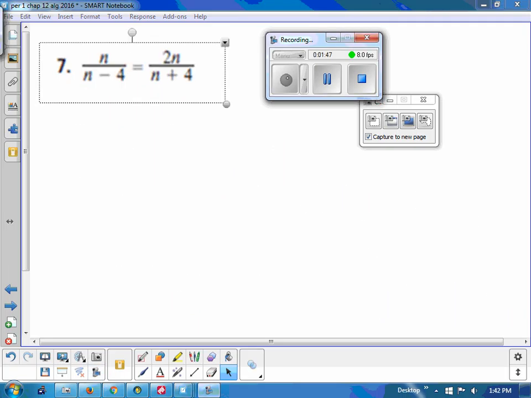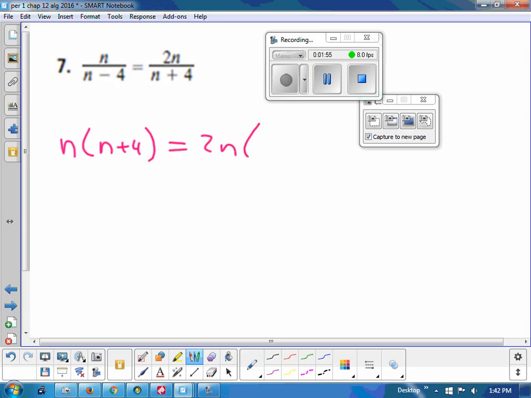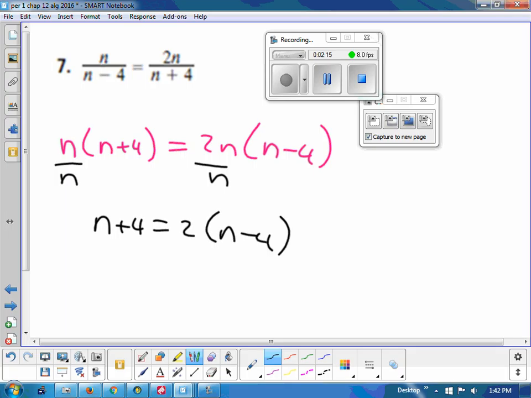For the next question, there are two fractions equal to each other, so you can cross multiply. You get n times n plus 4 equals 2n times n minus 4. Once you cross multiply, you could divide out an n right away. That'd probably be the easiest way to do it. Let's do it that way. Let's divide everything by n. And you got n plus 4 equals 2n minus 4.